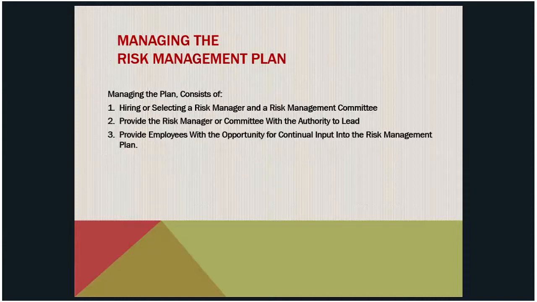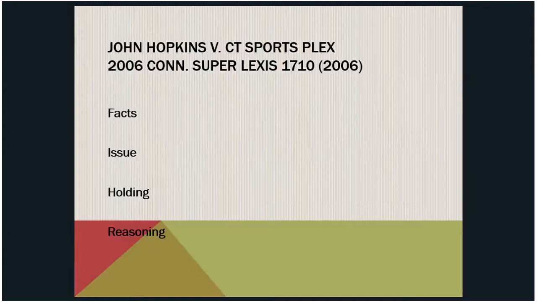We want to manage the risk, hiring a risk manager and a committee that is charged with going through and creating these different things and making sure we stay on top of it game after game, season after season, year after year, and getting new input and having it be organic. So it's not just a plan and that's it. It's a protocol where we're looking for new ways to improve it. And we can look at Johns Hopkins versus Connecticut Sportsplex.